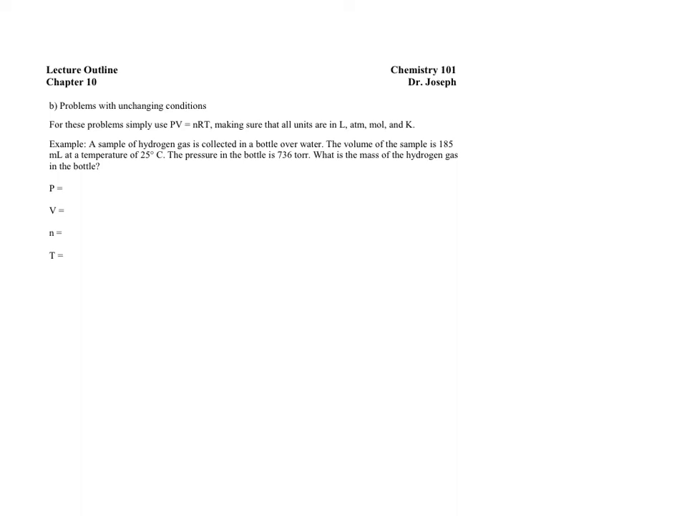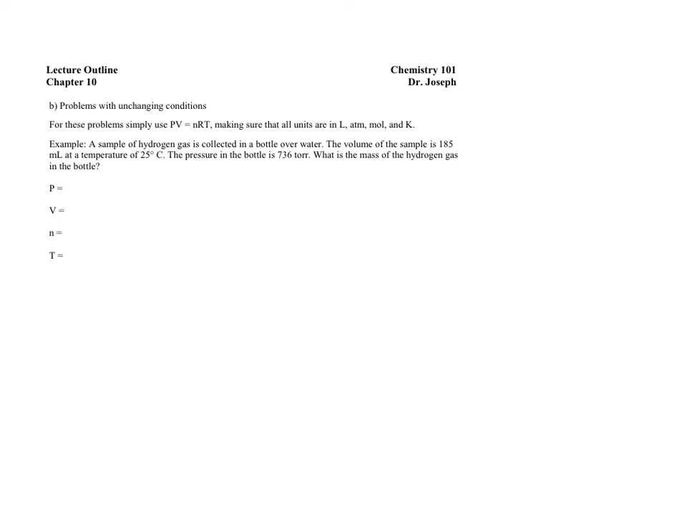So let's take a look at this example. It says a sample of hydrogen gas is collected in a bottle over water. The volume of the sample is 185 milliliters at a temperature of 25 degrees Celsius. The pressure in the bottle is 736 torr. What is the mass of the hydrogen gas in the bottle? So before we start worrying too much about how we're going to get a mass out of this, let's just first write down what we're given.